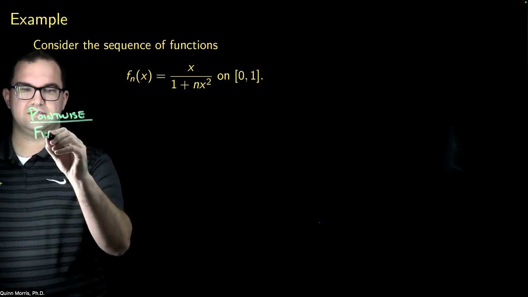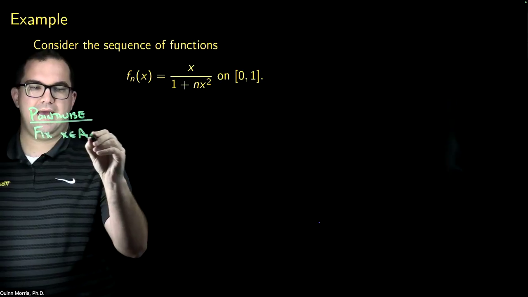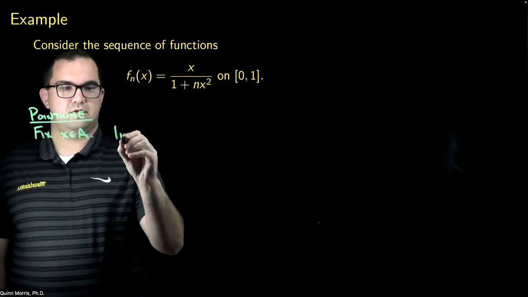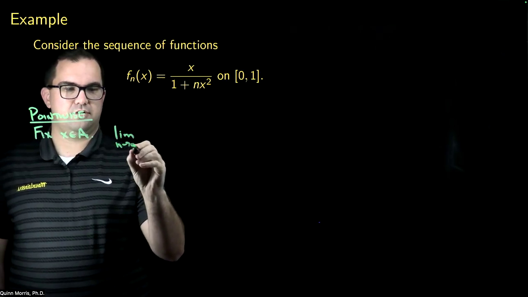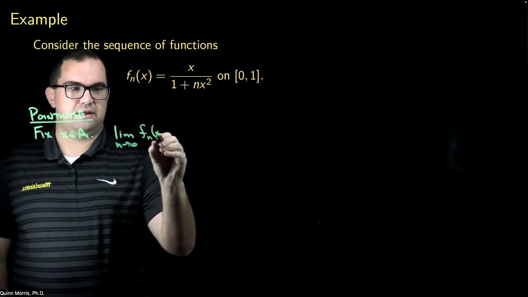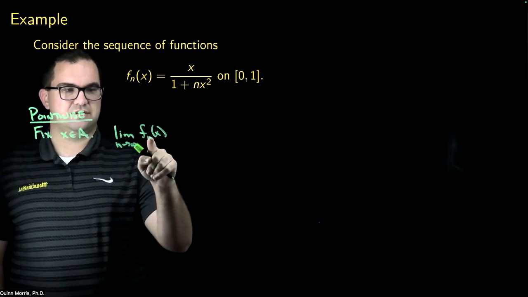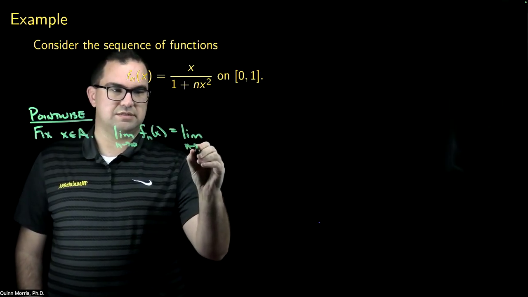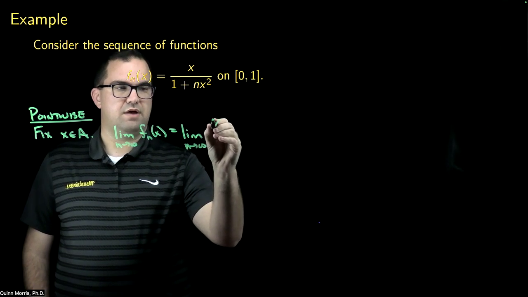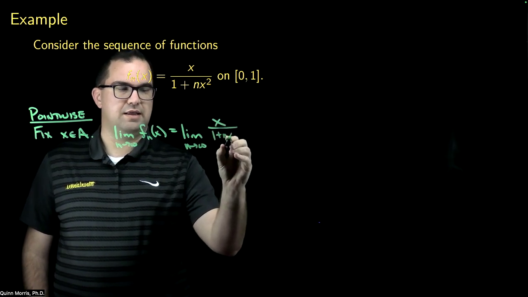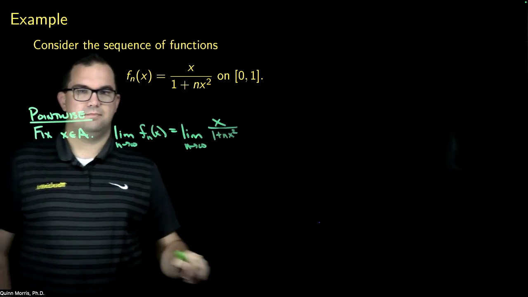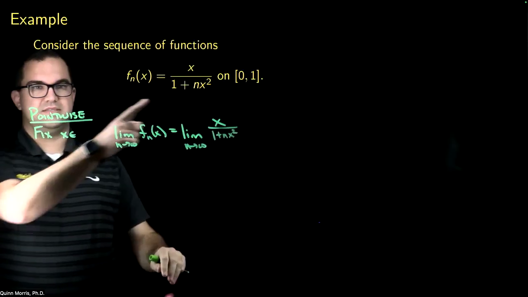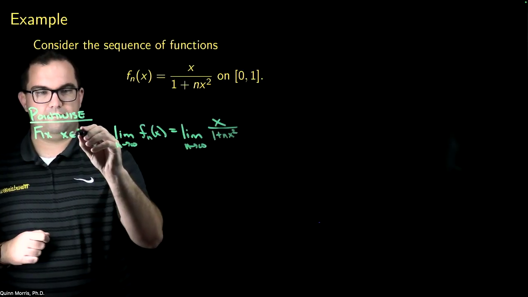So let's fix an x in A. Now, if I fix an x in A, then what is the limit as n goes to infinity of f sub n of x? If x is fixed, then this is just a sequence of real numbers. And this is the limit as n goes to infinity of x divided by 1 plus n x squared. And I'll be even more specific. I said A here. In this case, our A is 0, 1.